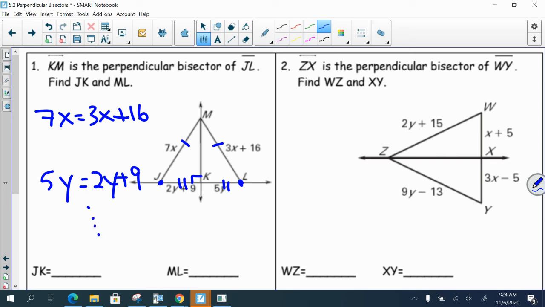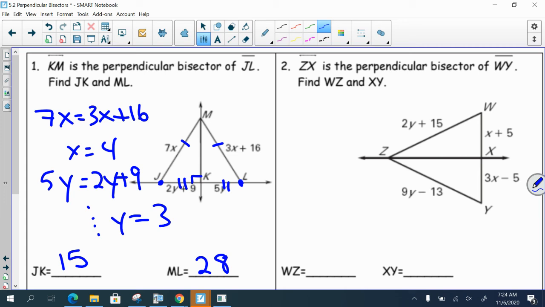I will let you solve that simple algebraic equation by yourself. You should get x equals 4, y equals 3, and if you plug them back in to get JK and ML, you would get 15 and 28. I don't think it's necessary to go through all of that.